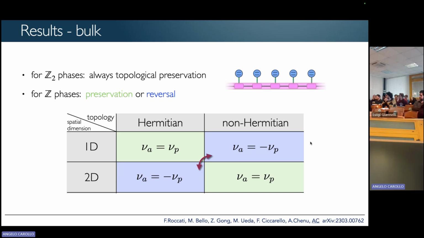The case becomes slightly more complicated if you look at topological lattices which have a Z type of invariant, so Chern number, winding number, stuff like that. You can have only two possibilities relative to the underlying lattice. Now I'll give you some examples.